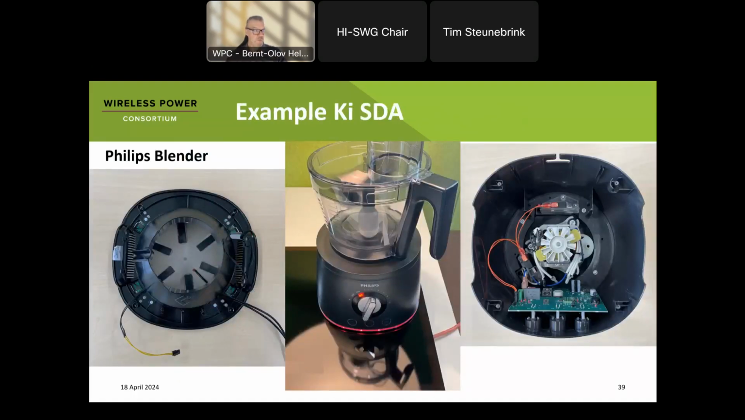In the Philips blender, where this board is used, you can see this is a traditional design. At the bottom you have the coil with the magnets, and on the side inside you have the control board controlling the motor and monitoring the diode. So this is control type 0, and it is more advanced, but still there is a lot of space inside.